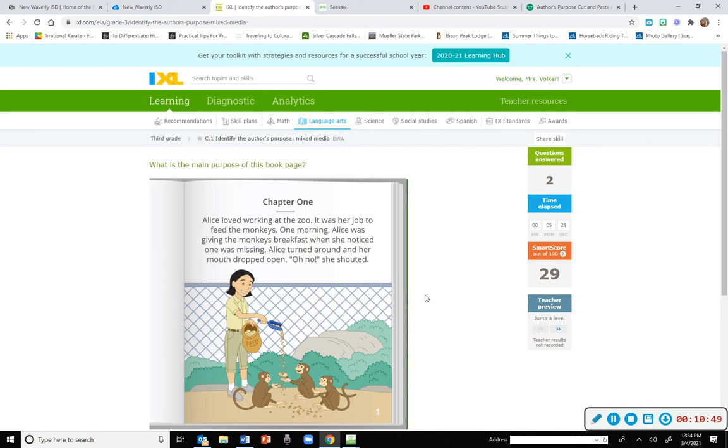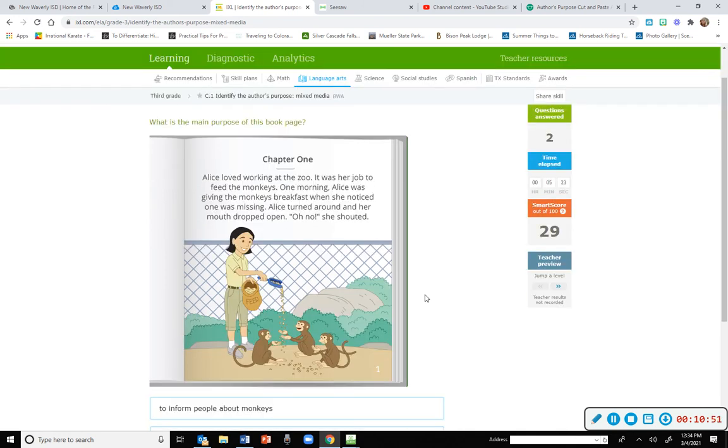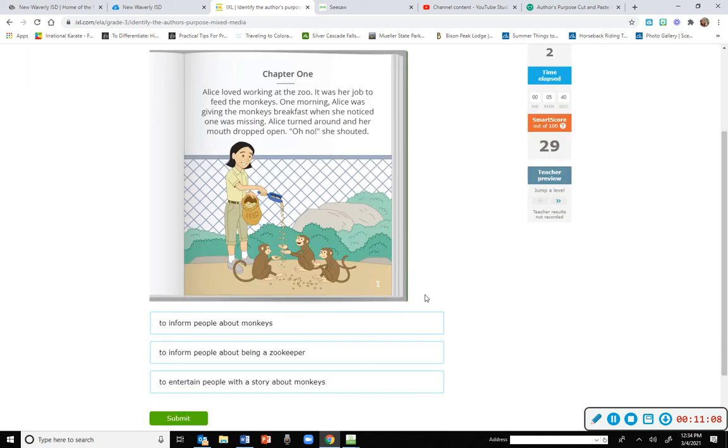Okay? What is the main purpose of this book page? Alice loved working at the zoo. It was her job to feed the monkeys. One morning, Alice was giving the monkeys breakfast when she noticed one was missing. Alice turned around and her mouth dropped open. "Oh no," she shouted.